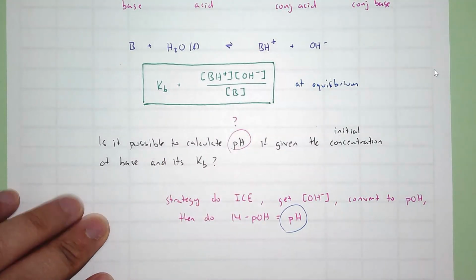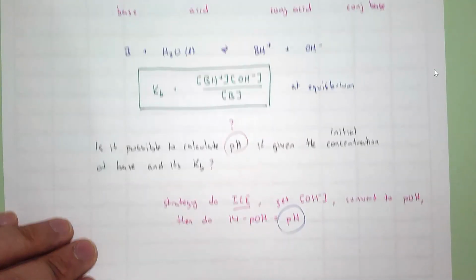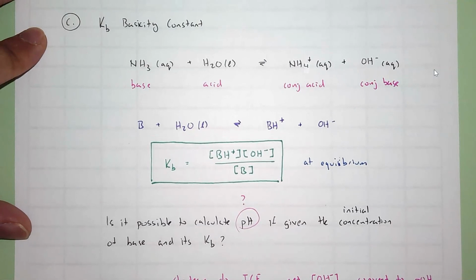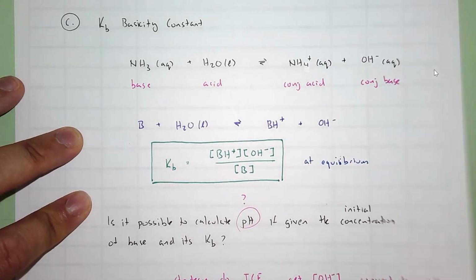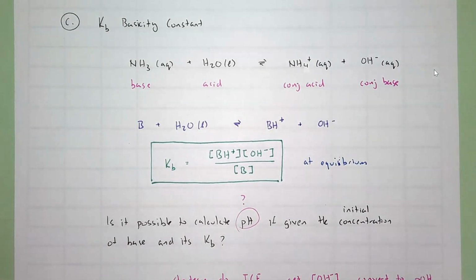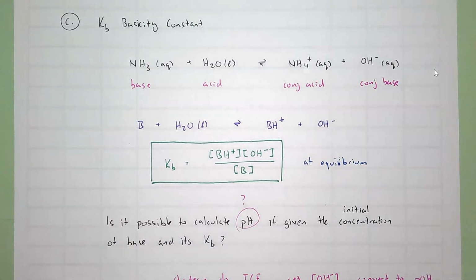Okay. I don't want to belabor the point. I think it's more useful if we just do a practice problem. I have one more video before we start doing a lot of practice with these equilibrium constants. Just to remind you, we have Ka, we have Kb, and in the previous video we looked at Kw. The next video we're going to relate all three of those, Ka, Kb, and Kw.